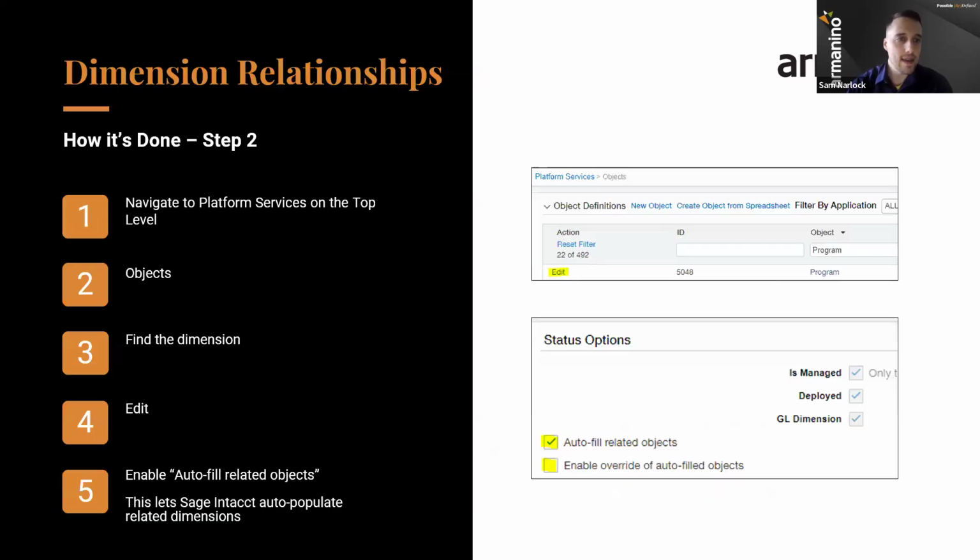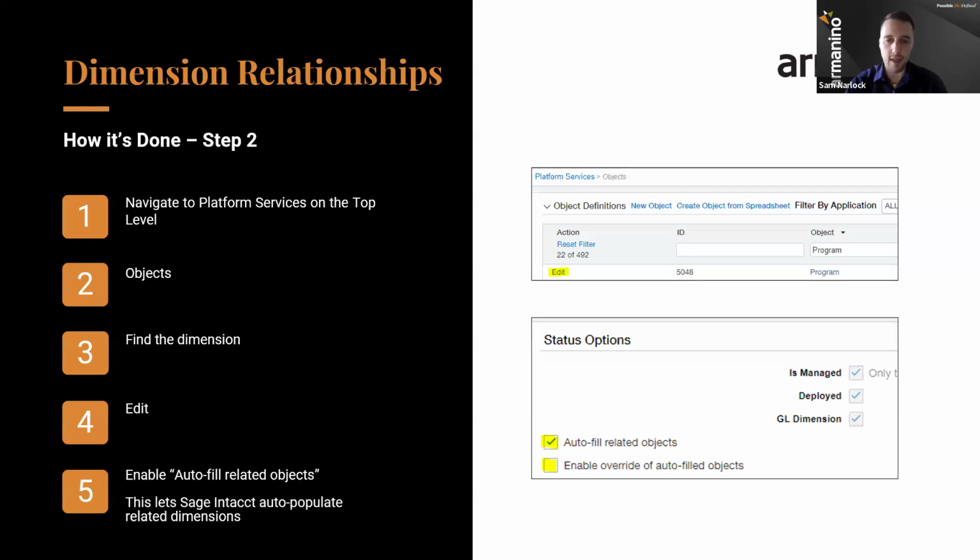So next. Some other options that you can do with setting up dimension relationships. If you navigate to your driver object and edit next to the object, there are a couple options here. Of course, we see the autofill related objects checkbox that will need to be checked. The second checkbox here is optional.